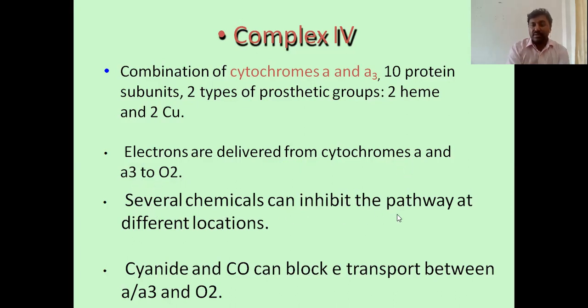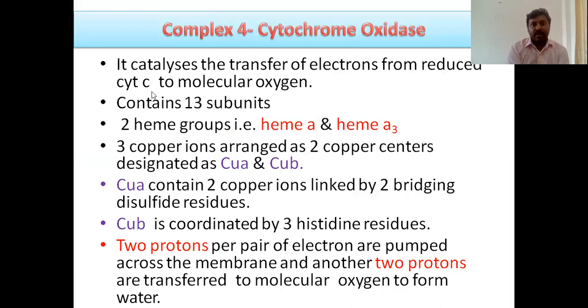Several chemicals can inhibit the pathway at different locations. Cyanide and carbon monoxide can block the transport between A and A3. This is about the inhibitors of oxidative phosphorylation. So cyanide and carbon monoxide block the transport between A and A3 and oxygen. It catalyzes the transfer of electrons from C to oxygen.